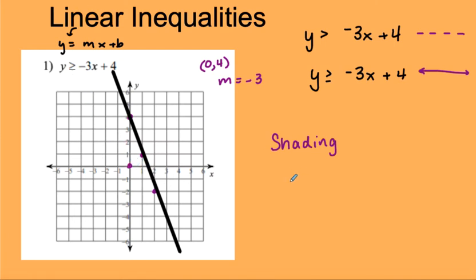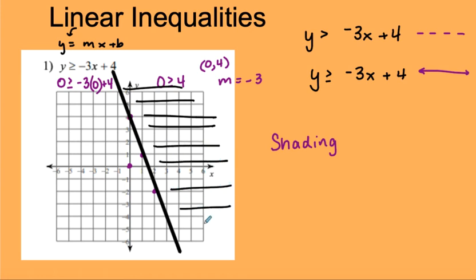So I'm going to take the point (0, 0) and plug it right in. 0 is greater than or equal to negative 3 times 0 plus 4. That gives me 0 is greater than or equal to 4. Well, 0 is not greater than or equal to 4, so that point cannot be in the shaded area. That means I have to shade on the other side of the line. That is the solution set to the inequality. Any single coordinate anywhere in this shaded area above the line will make this inequality true, so it has an infinite number of solutions.